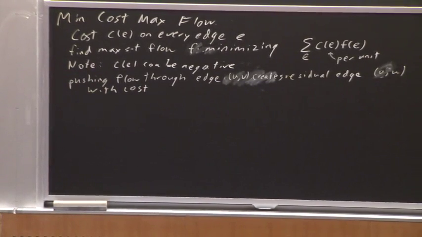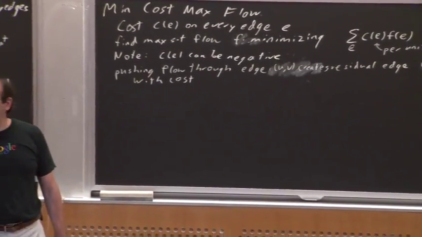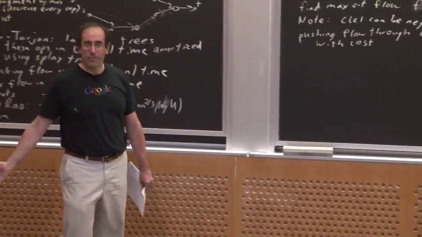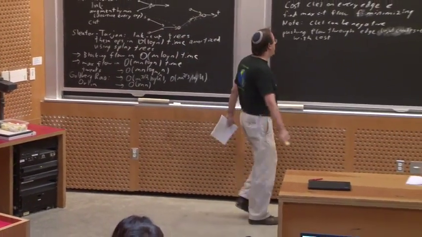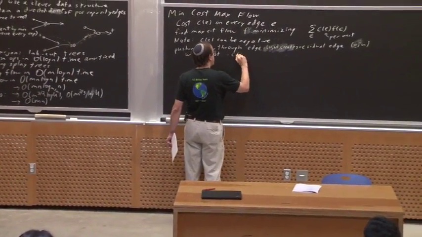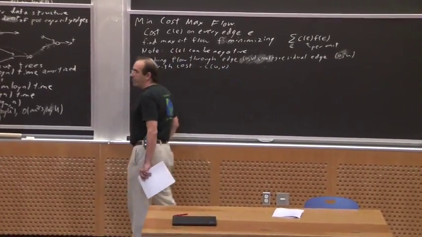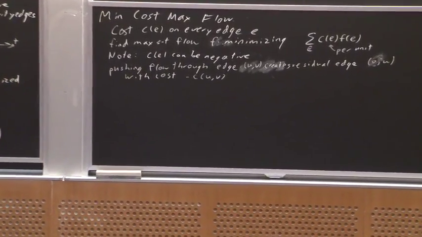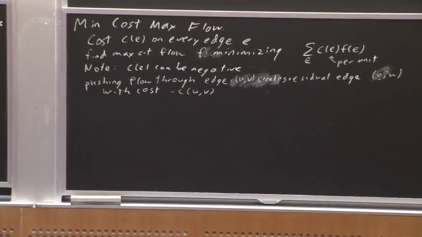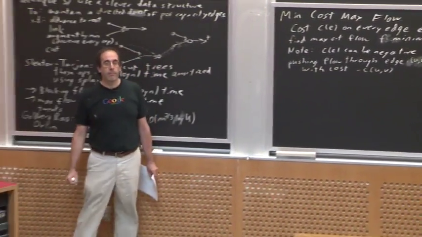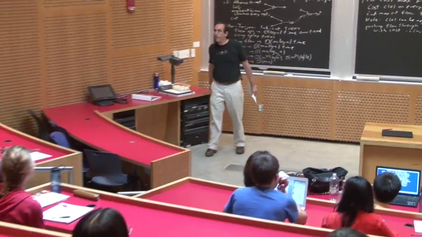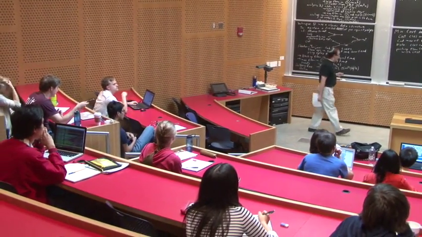Now that we've defined a cost on the forward edge, we've got to decide what the cost is going to be on the reverse edge. So what should it be? Minus C. Right. So we set the cost equal to minus the cost of the edge from U to V. Why is that the only sensible thing to do? So you have it cancel out if you send the flow there and then back.